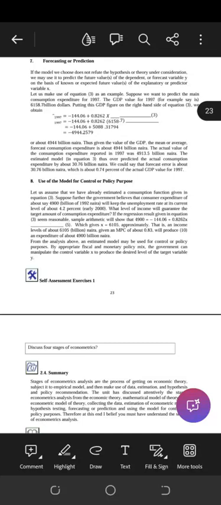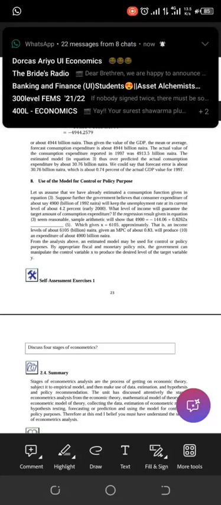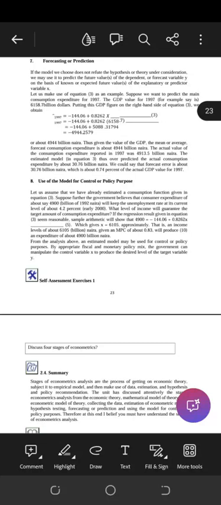The reason for doing this is because of policy implementation. The government may want to raise the consumption spending of people, but they want to target it. Okay, what can we do to raise their consumption? We can reduce the taxes on their personal income.